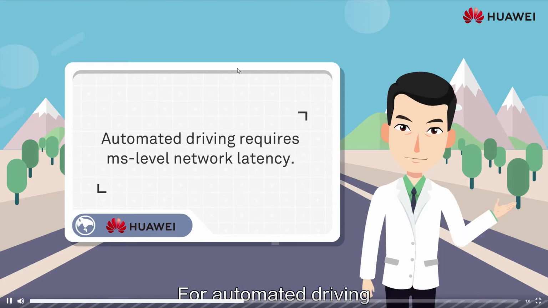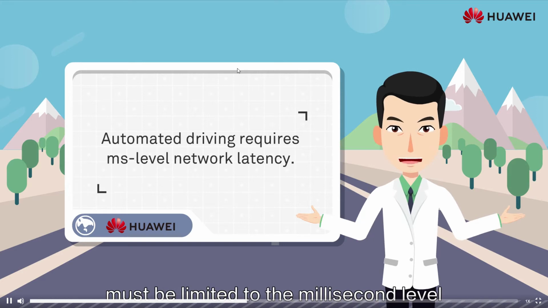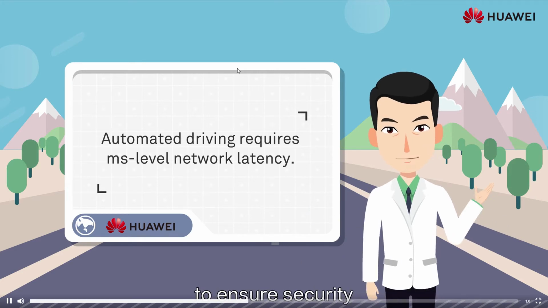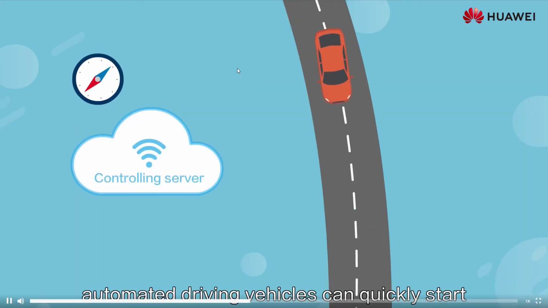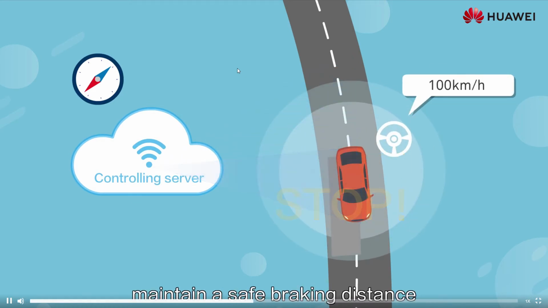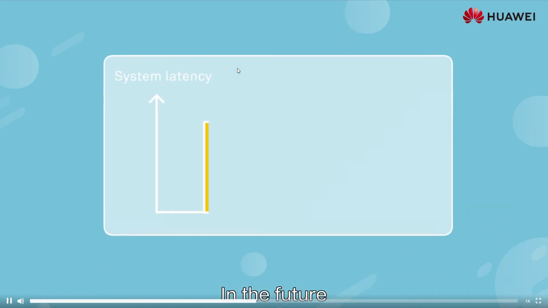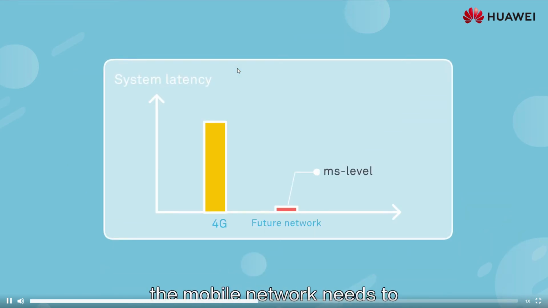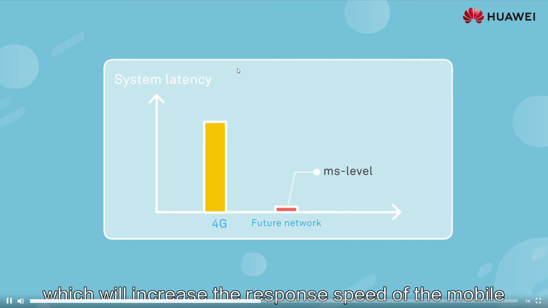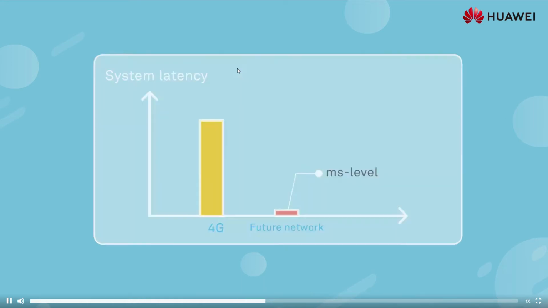For automated driving, the latency of the mobile network must be limited to the millisecond level to ensure security. In this way, automated driving vehicles can quickly start the braking system to maintain a safe braking distance when encountering an emergency. In the future, the mobile network needs to offer an ultra-low latency of milliseconds, which will increase the response speed of the mobile network by dozens of times more than that of the 4G network.